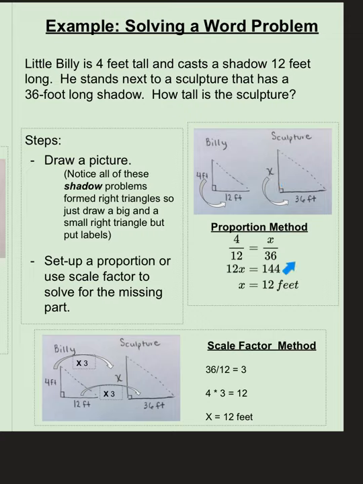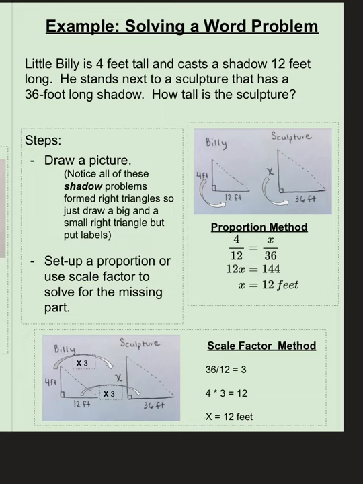Here I did the proportion method. 4 over 12, x over 36. I've got 12 feet for the height of the sculpture. Or I did the scale factor method over here, still Billy and the sculpture. I noticed 12 to 36, that was times 3. So I did the same thing, 4 times 3, got 12, and there we go.